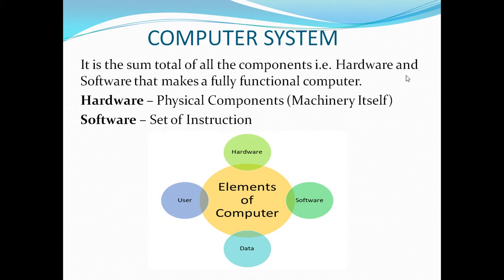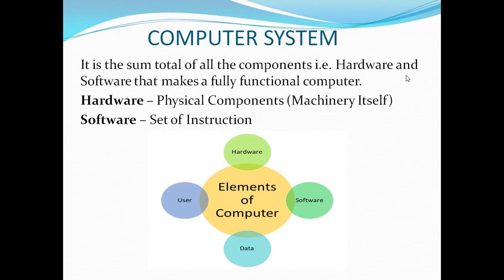Like we have a music system. It includes different components like microphone, mixer, power amplifier, loudspeaker, cabling, etc. Many components, and all these components are combined to work as a single unit to perform a specific task. Similarly, we have a computer system. So what actually is a computer system? It is the sum total of all the components, hardware and software, that makes a fully functional computer.